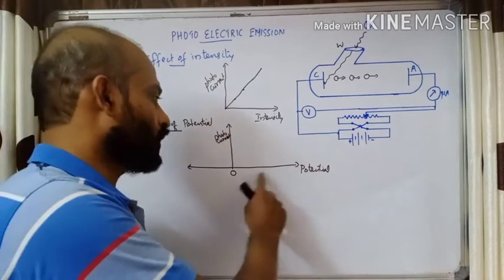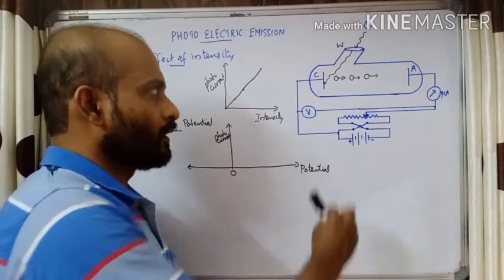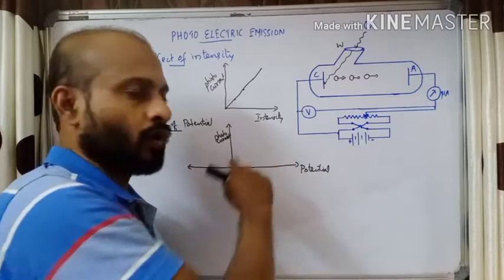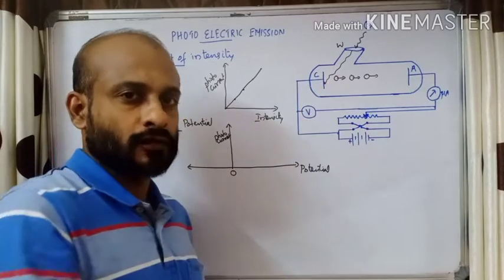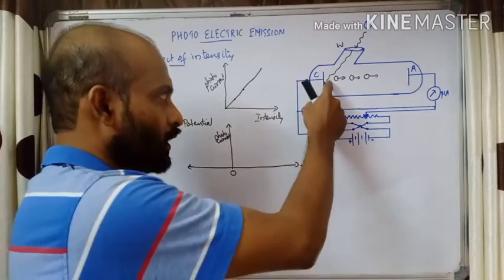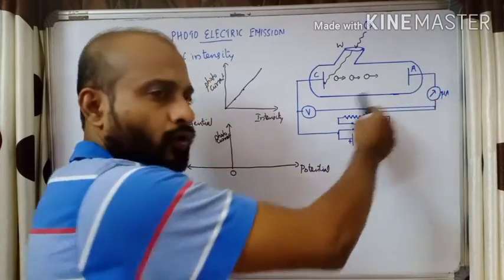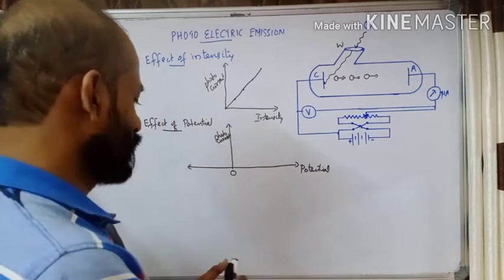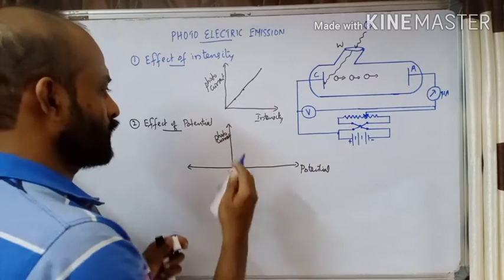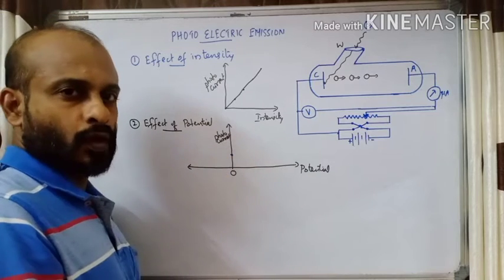Now we will keep the potential 0. We'll start with the 0 potential. Light of a particular intensity falls on the photosensitive surface. We are using a 100 watt bulb. A few electrons will be emitted. It will register a small amount of current. A small current is produced, and we can mark that point here.